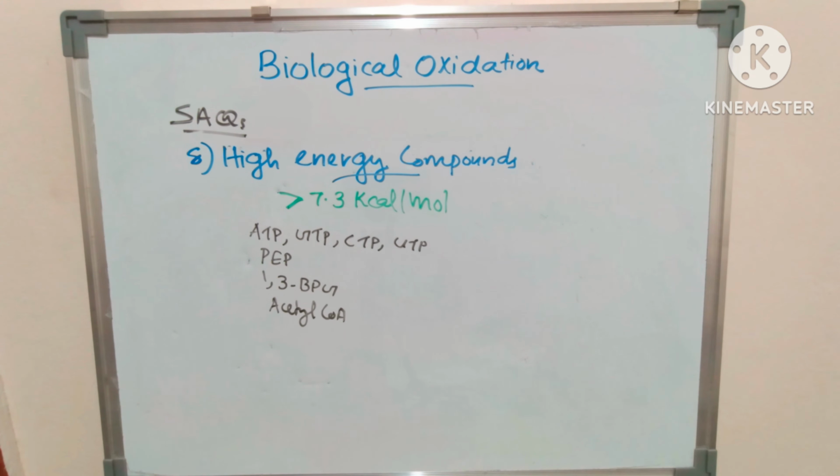Next one is high energy compounds. Molecules that release significant free energy upon hydrolysis, typically more than 7.3 kilocalories per mole. For example, nucleoside triphosphates like ATP, GTP, CTP, UTP, then phosphoenol pyruvate, 1,3-bisphosphoglycerate, acetyl-CoA, phosphocreatine, etc.